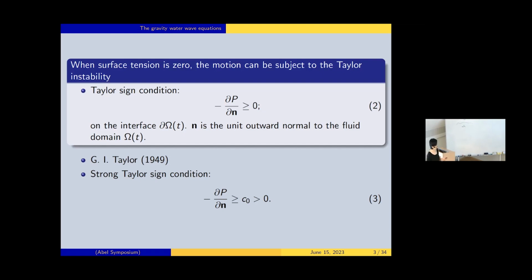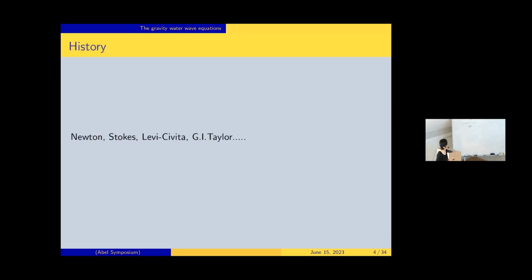Taylor, and in the late 90s, I think this general form has been, well, I find it in the work of Tom Bill and Tom Paul Loenger, where they formulate this in a general way. There's also a strong Taylor sign condition, which says that instead of greater than or equal to 0, it should be greater than or equal to a positive constant.